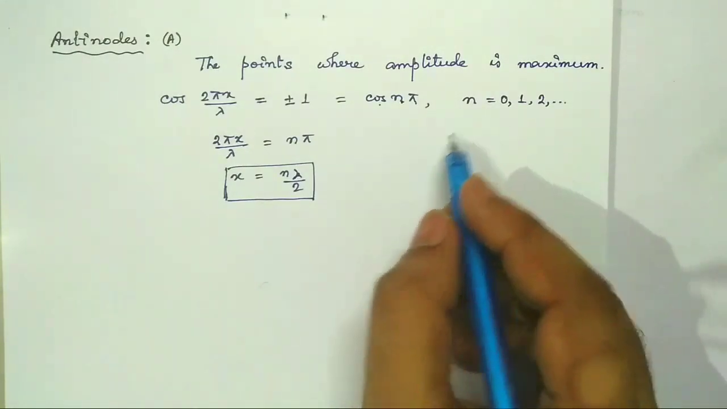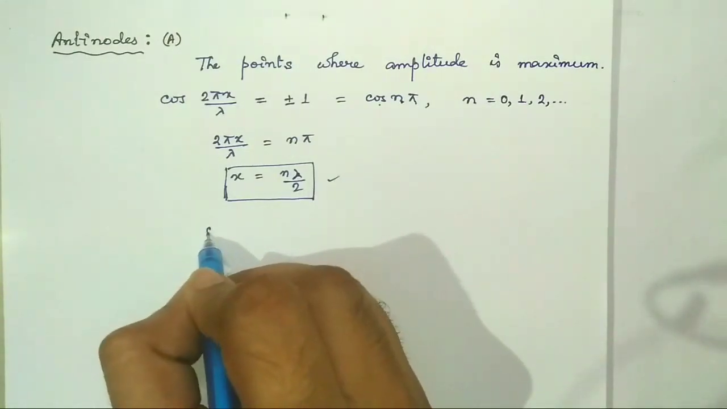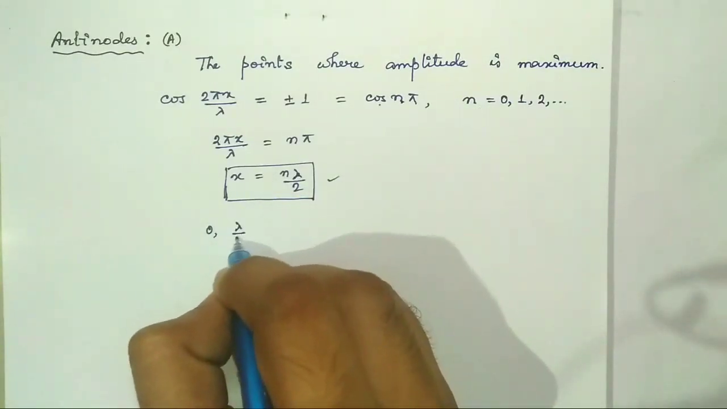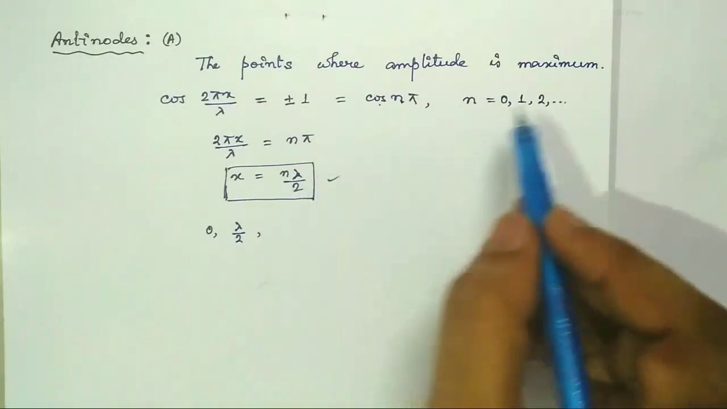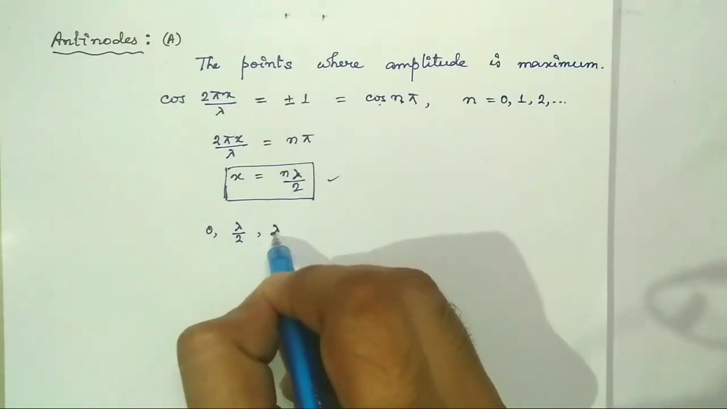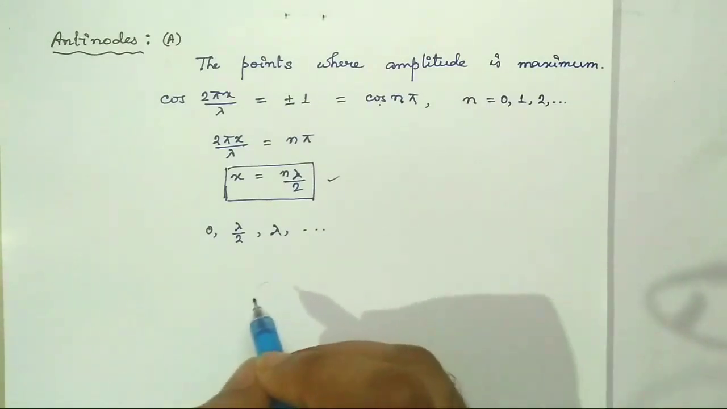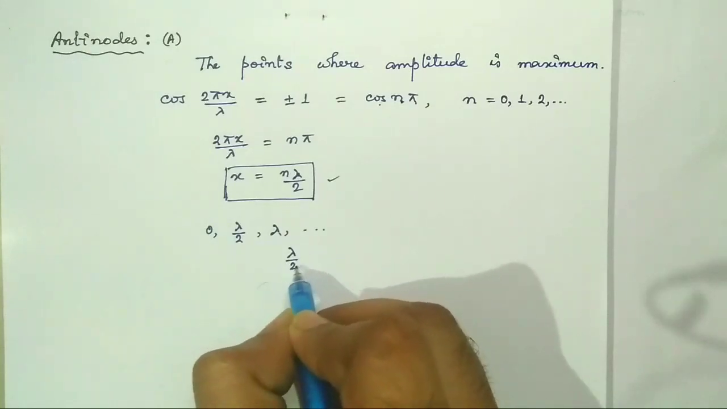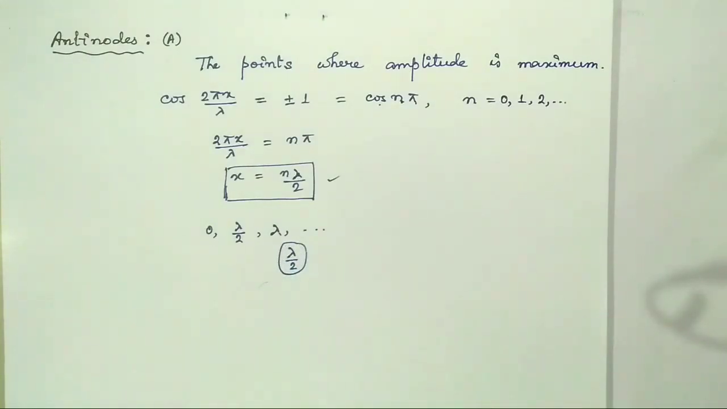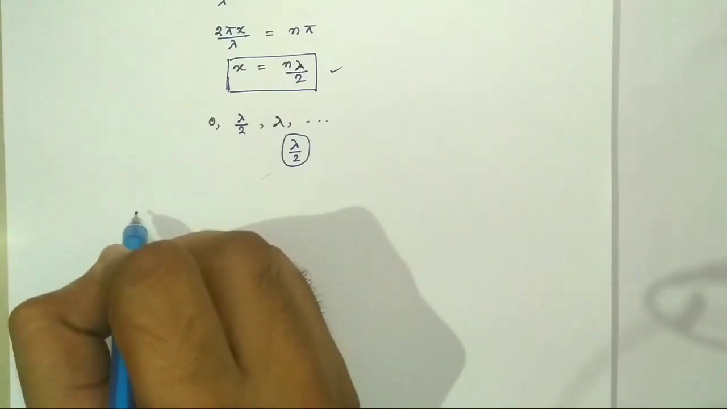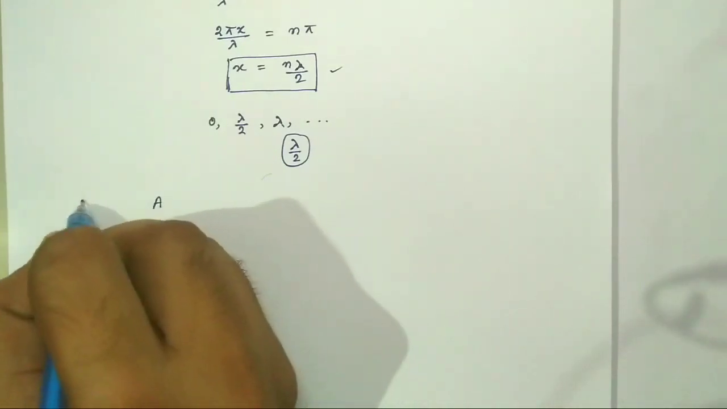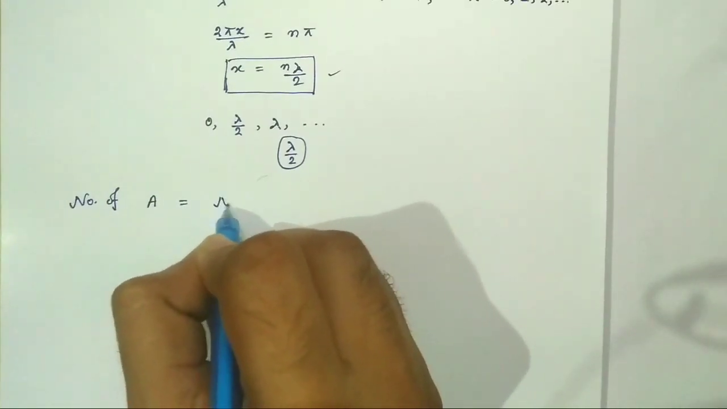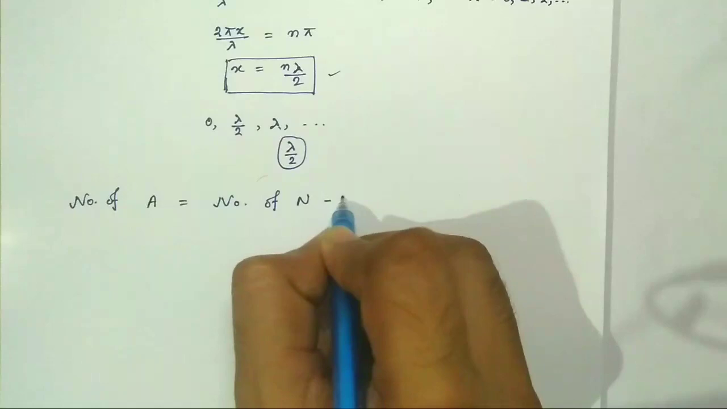Now put n equal to 0 in this equation, you will get 0. For n equal to 1, we get lambda by 2. For n equal to 2, we get lambda and so on. That is, here also the distance between two antinodes is lambda by 2. One more thing, that the number of antinodes is given by the number of nodes minus 1.